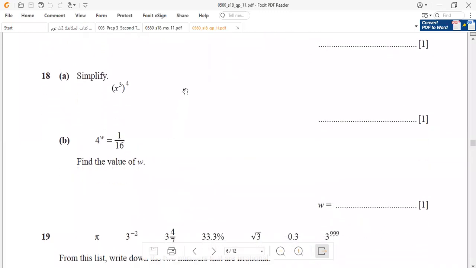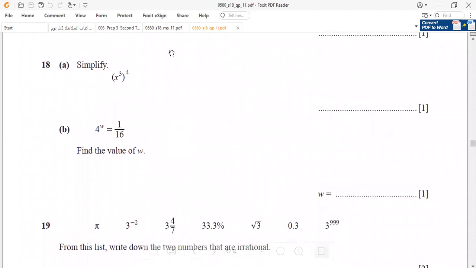In question 18, part A, we need to simplify x to the power 3, all to the power 4. Here we will multiply the power inside by the power outside. 3 multiplied by 4 is 12, so x to the power 12.